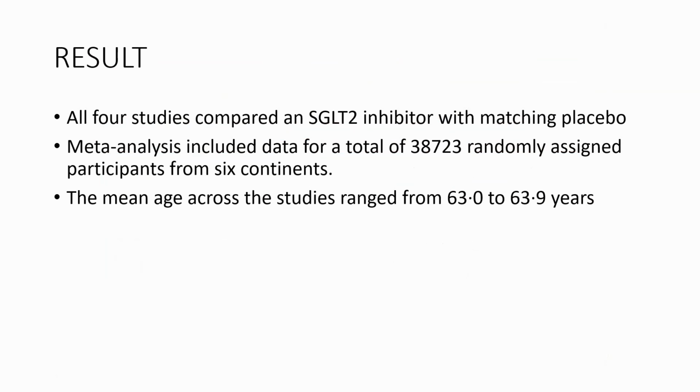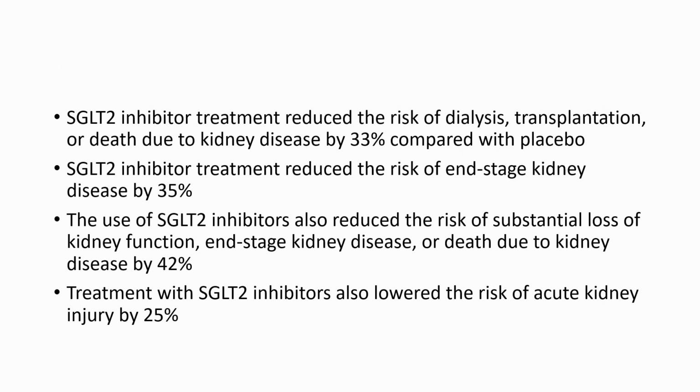Coming to the results, all 4 studies compared the SGLT2 inhibitors with matching placebo. Meta-analysis included data from about 38,723 randomly assigned participants from 6 continents. The mean age across the studies, as I told you, was from 63 to 63.9 years. From the study, we came to the conclusion that SGLT2 inhibitors treatment reduced the risk of dialysis, transplantation, or death due to kidney disease by 33% when compared to the placebo.